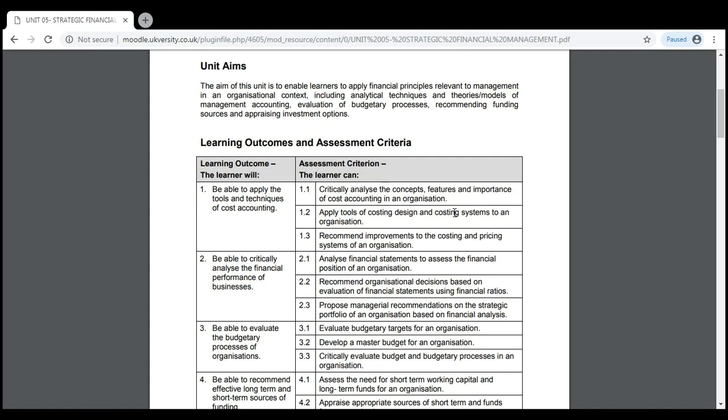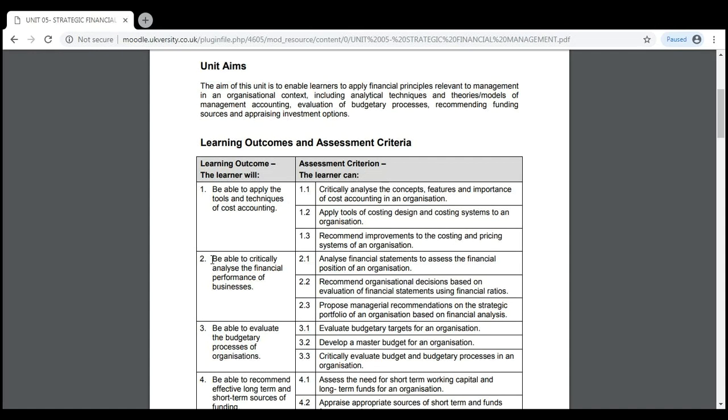So we discussed being able to apply the tools and techniques of cost accounting. And I already explained the difference between cost accounting, financial accounting, and management accounting. So cost accounting is a part of management accounting. In the second lesson, we discussed being able to critically analyze the financial performance of the company. So we discussed the financial statements to assess the financial position of the company.